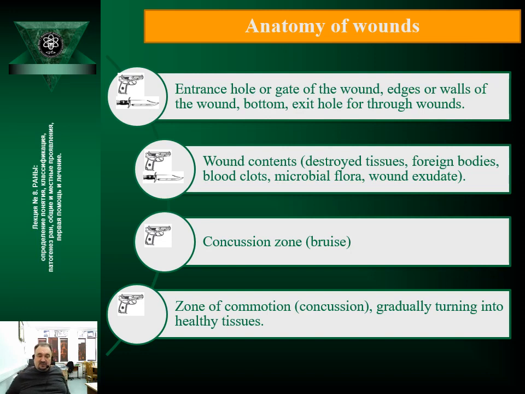Behind this zone there is still a zone of commotion or a zone of concussion. This is also typical only for a gunshot wound. In this case, if we consider pathomorphology, this is a necrobiosis zone. That is, the tissues are in a state of functional impairment. They can essentially survive, but they can also die.